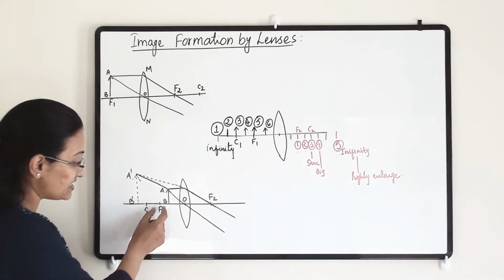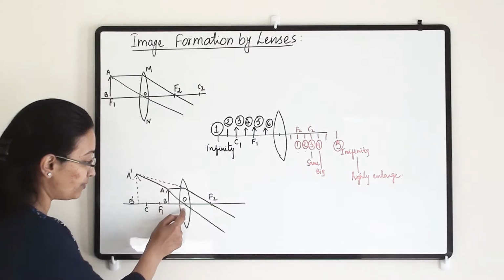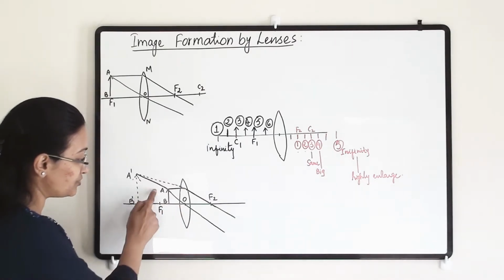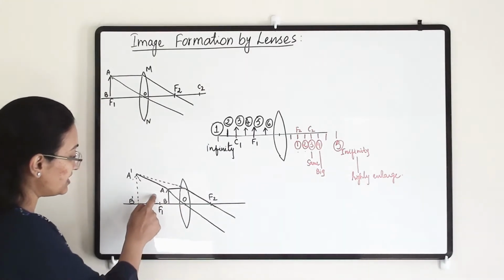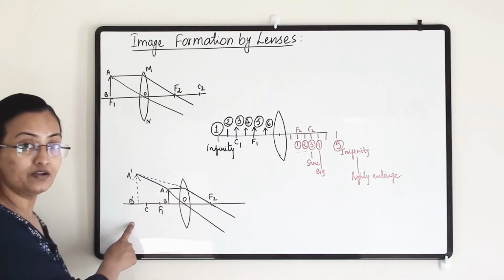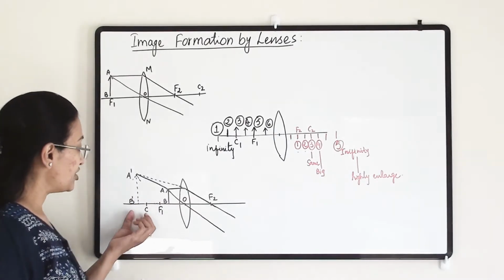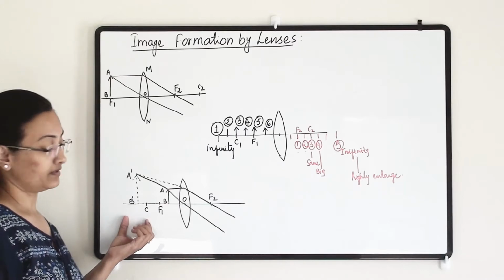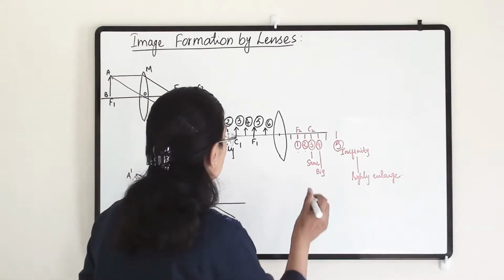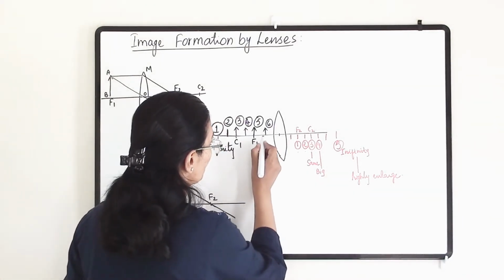convex lens, that is in between focus point and optical center. When we are keeping the object AB, we are getting the image towards the same side of the convex lens, and it is going to be virtual and erect. So towards the same side we are getting the image over here.